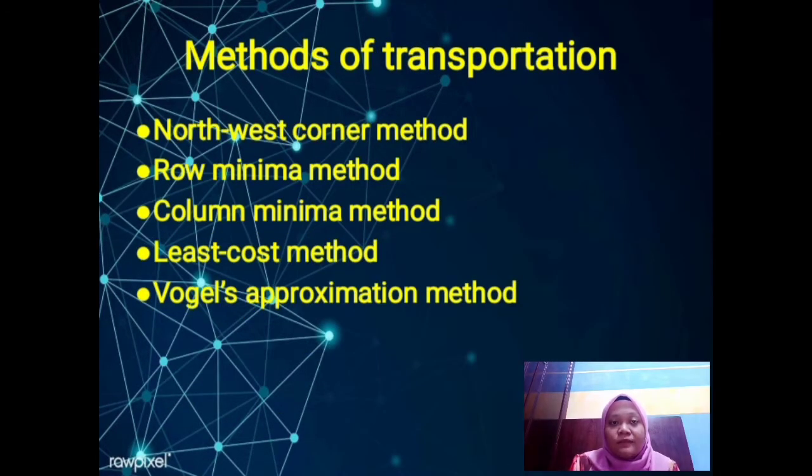Methods of transportation. Number 1, northwest corner method. Number 2, row minimum method. Number 3, column minimum method. Number 4, least cost method. And lastly, Vogel's approximation method.